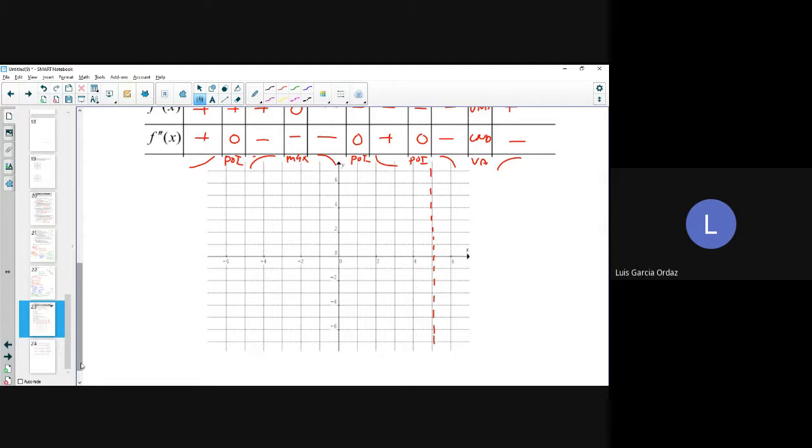So I have a point of inflection at -6. I have a max at -3, somewhere over here. Then I have a point of inflection here. And then I have it at 3.